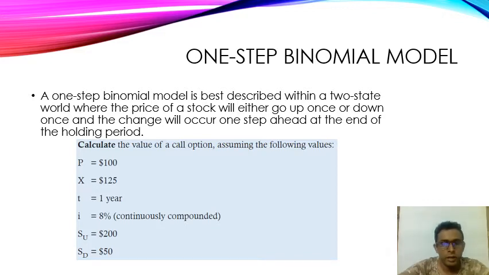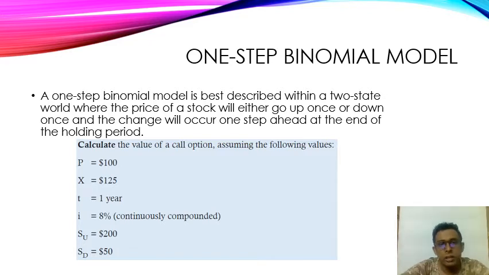The one-step binomial model is best described within a two-state world where prices can go either up or down at the end of the holding period. So I will take an example and we'll solve a problem so that we can understand this.